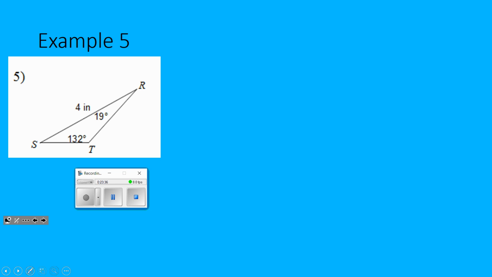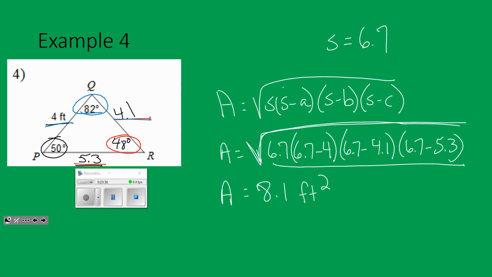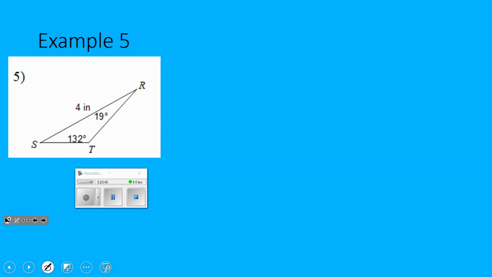1.7? Everybody got 1.7. So I'm not going to do this one for you because I feel like y'all got it. Okay, area equals 1.7, and that's going to be inches squared. Okay, any questions on that? All right, last triangle that I'm going to give you looks like this.